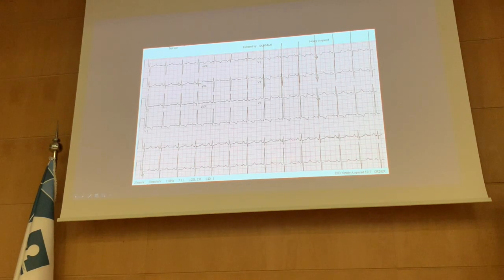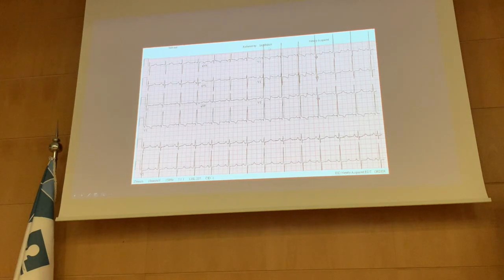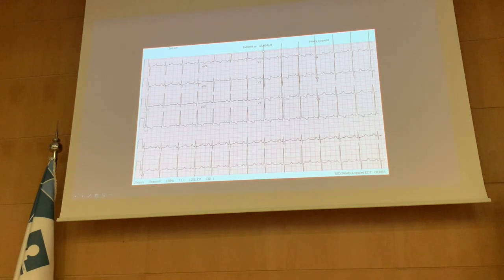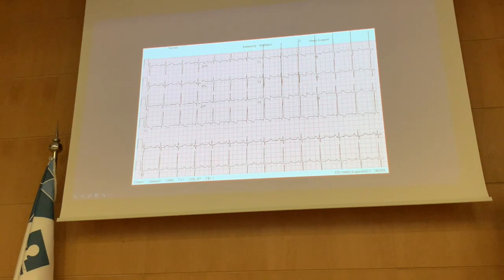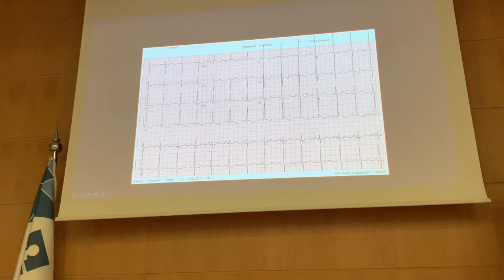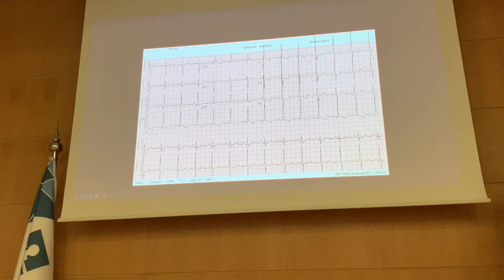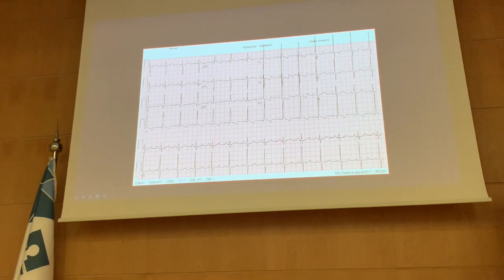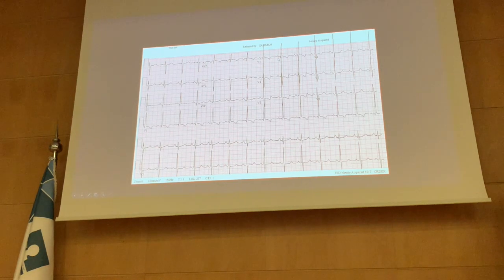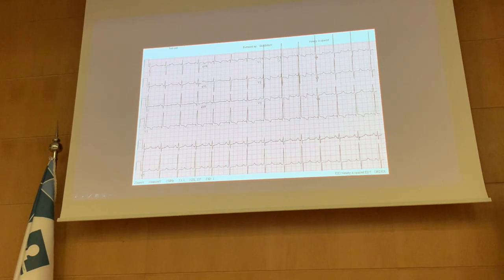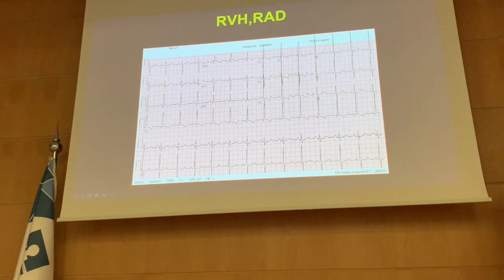The P wave here is big. Don't ignore the V1. What's wrong with the V1? Right ventricular hypertrophy. What's wrong with the V1 here? I read it from the slide, doctor, right ventricular hypertrophy. What is right ventricular hypertrophy? This is a very important ECG.